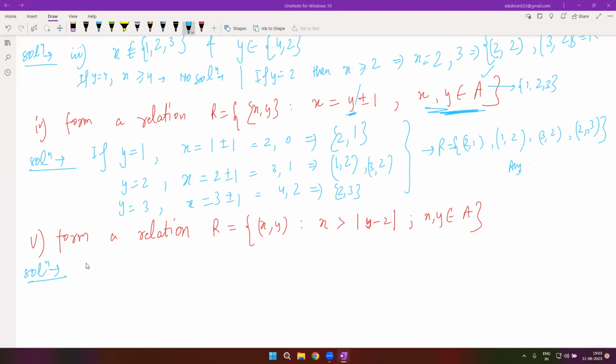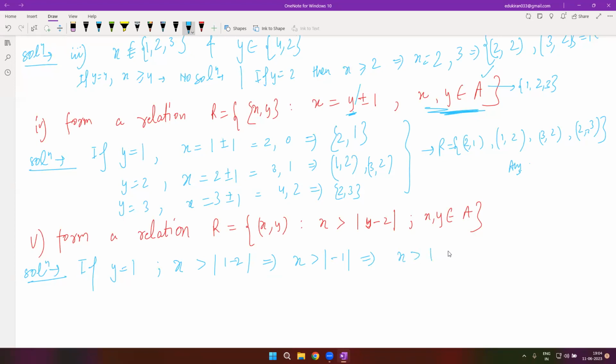We have, in the set A, 3 possible values, right? 1, 2, and 3. So let's start again. If y is 1, then your x should follow this relation. x should be greater than |1 minus 2|. Now 1 minus 2 is minus 1, right? And mod of minus 1 is 1. So x should be greater than 1.